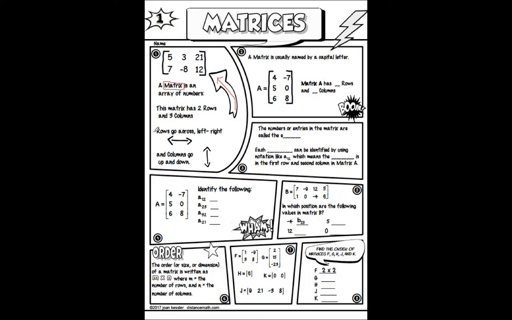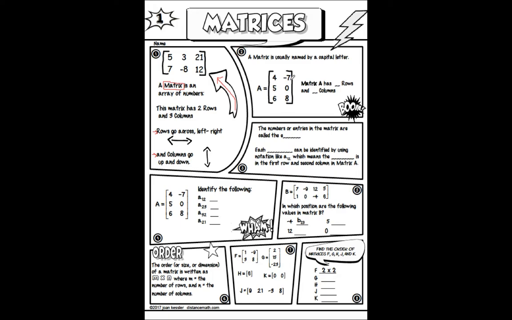So rows go left to right, columns go up and down. If you think about rows in an auditorium, rows in a theater, the rows are running left to right. If you think about columns on a building, columns go up and down. All right, so let's take a look at box 2.